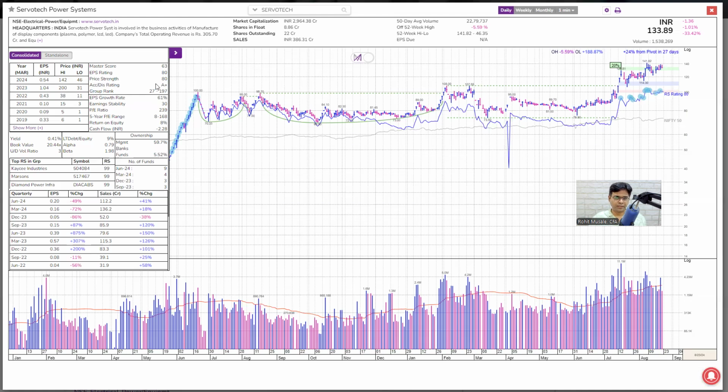Accumulation distribution rating A plus, which is fantastic. Group rank is 27, not great. I want the group rank to be less than 20 for ideal conditions. And number of funds has tripled.